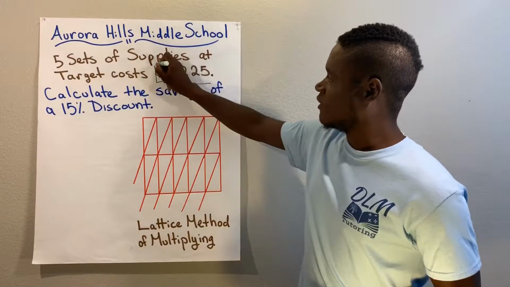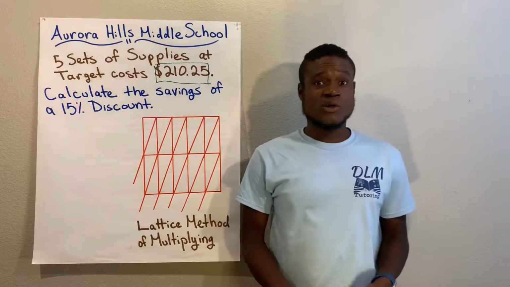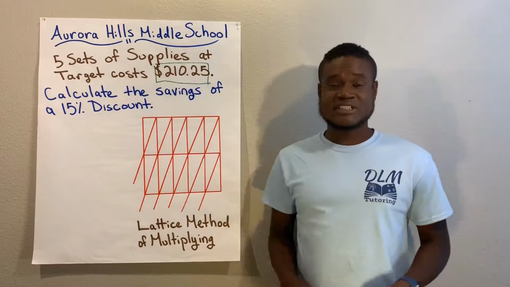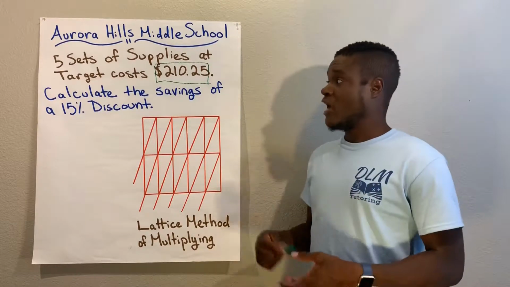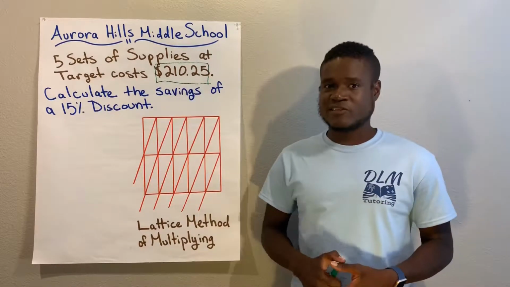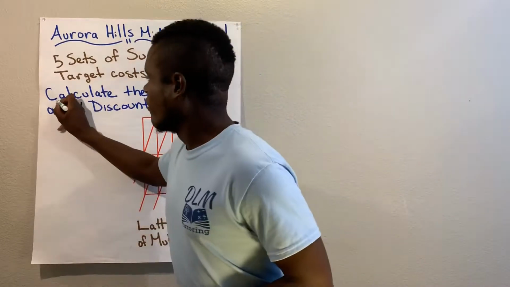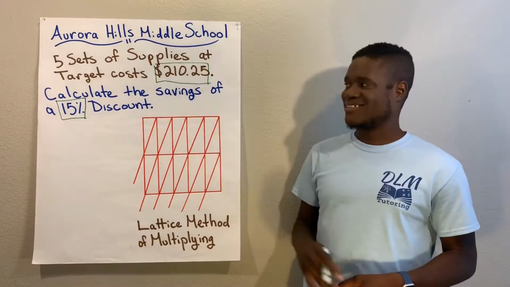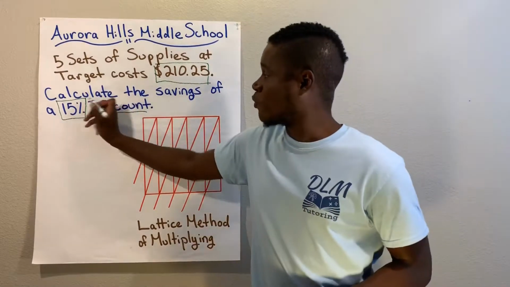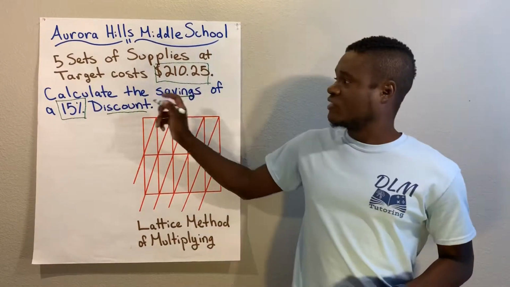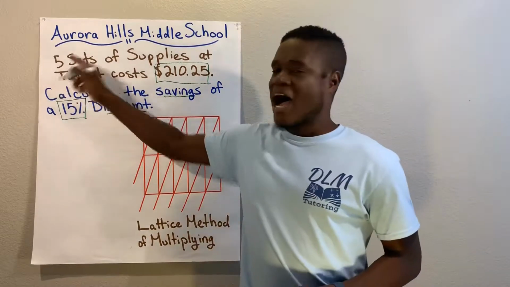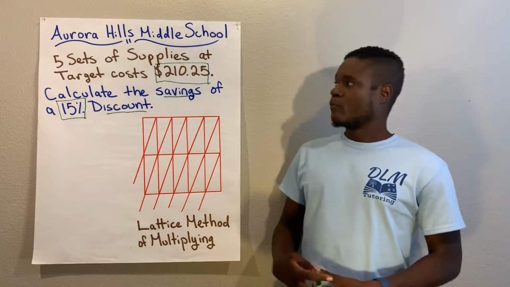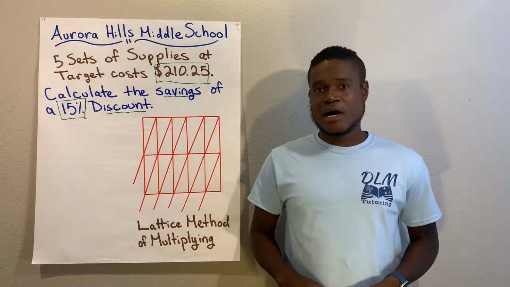I know that I'm going to need the number 210 and 25 hundredths, or $210.25 in order to find savings, and I know I'm going to need the number 15% because that's my discount. I also know that I'm going to be looking at those savings, so I'm talking about money. I'm not actually going to use that 5 for the 5 sets. I only need to focus on my money.